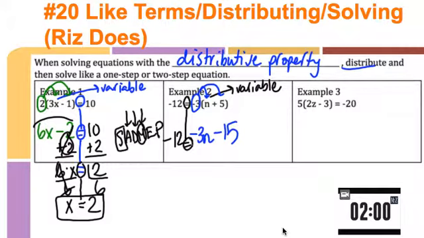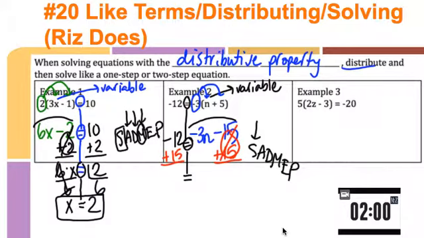Now I'm in a situation where I can again use backwards order of operations, SADMAP. Do I see subtraction on the side of the variable? I do. The thing being subtracted is this 15, so I'm going to add 15. That means I need to add 15 on the other side of the equation, which leaves me with a positive 3 equal to negative 3 multiplied by n.